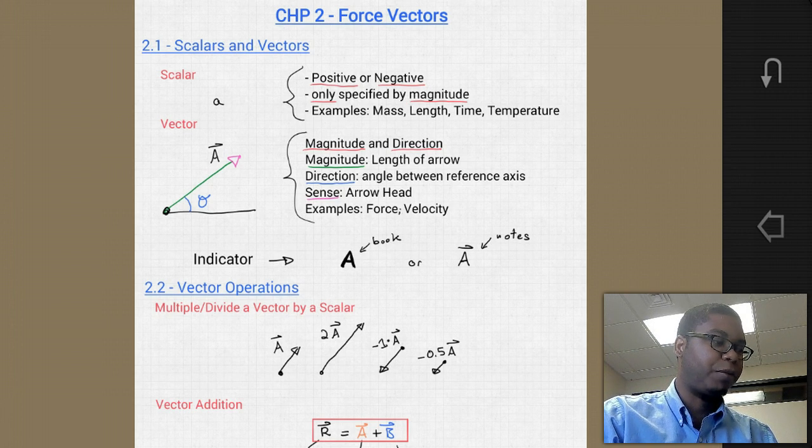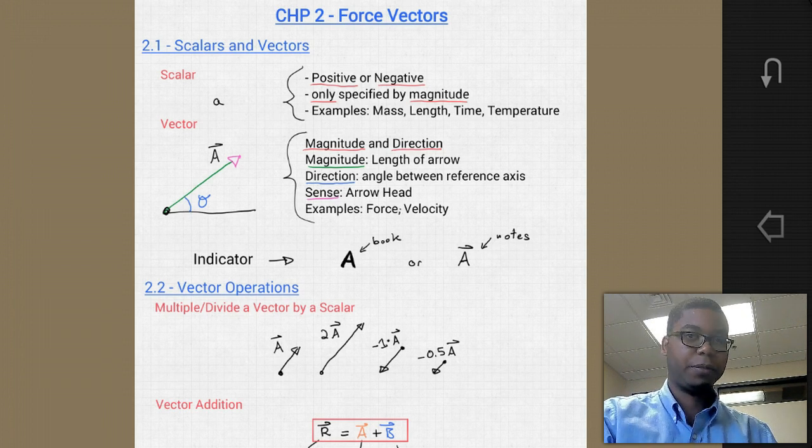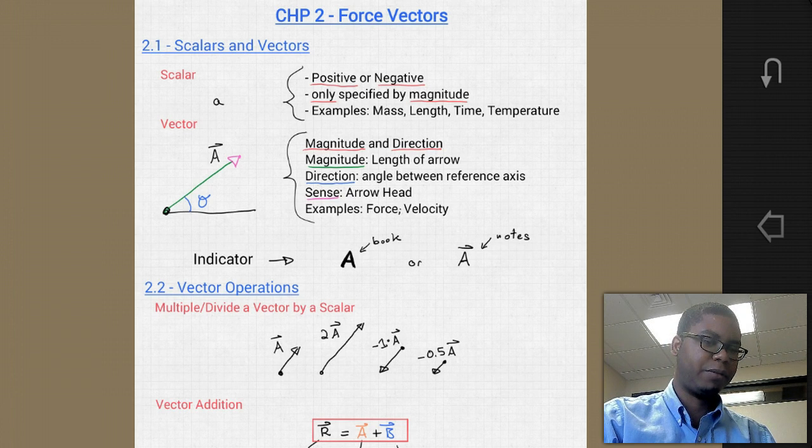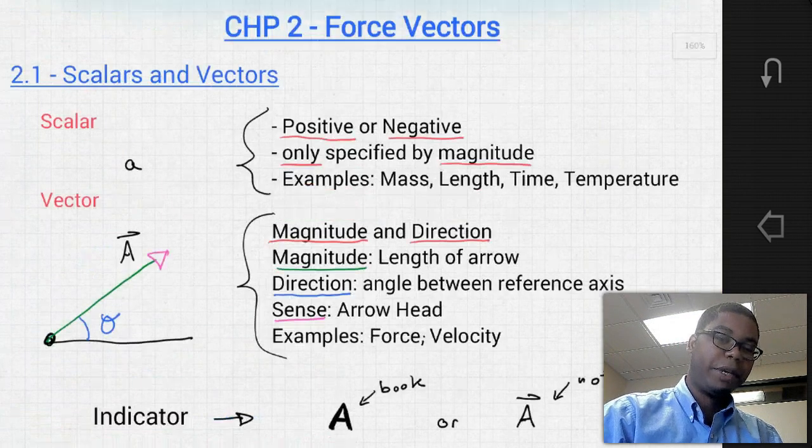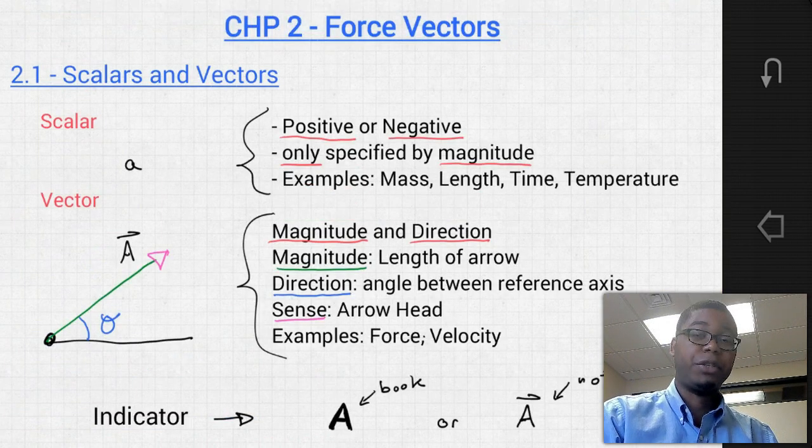Another objective is to express force and position in Cartesian vector form and explain how to determine the vector's magnitude and direction. And the last objective is to introduce the dot product in order to determine the angle between two vectors or the projection of one vector onto another. That last one will be covered in the next video. So let's go ahead and start this chapter.